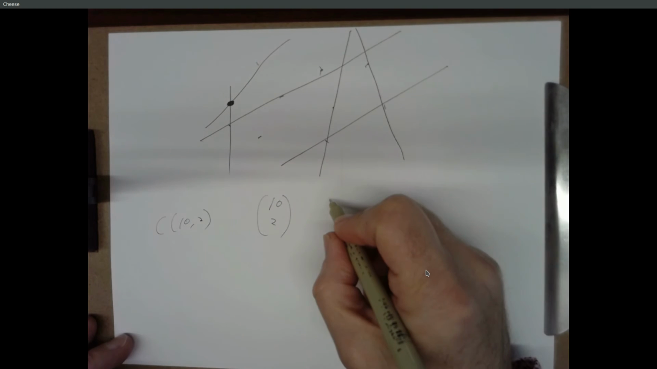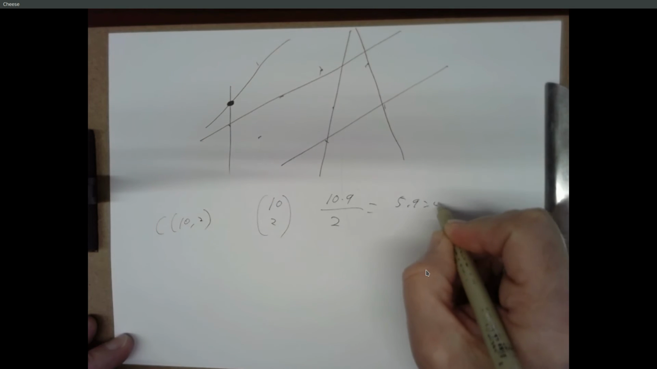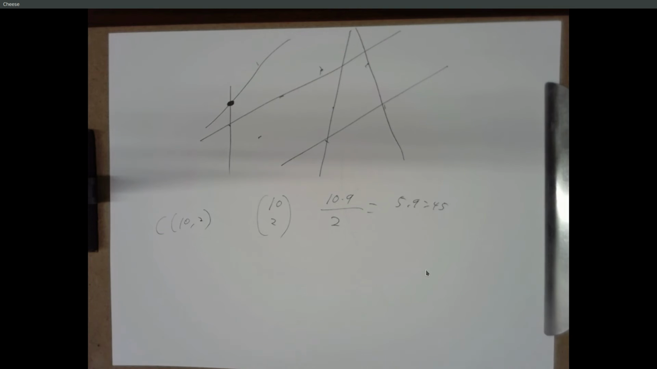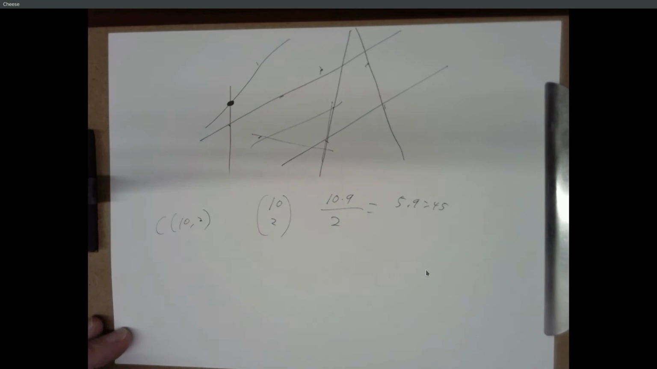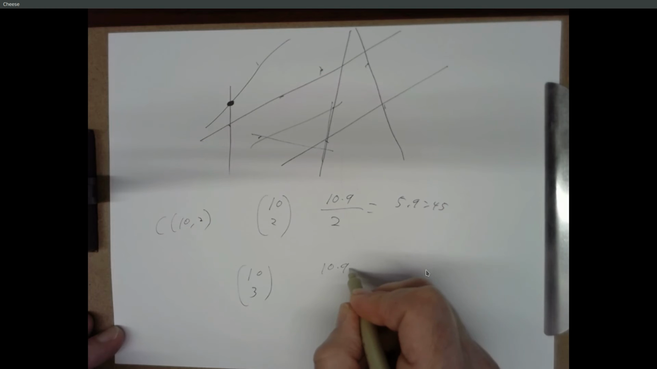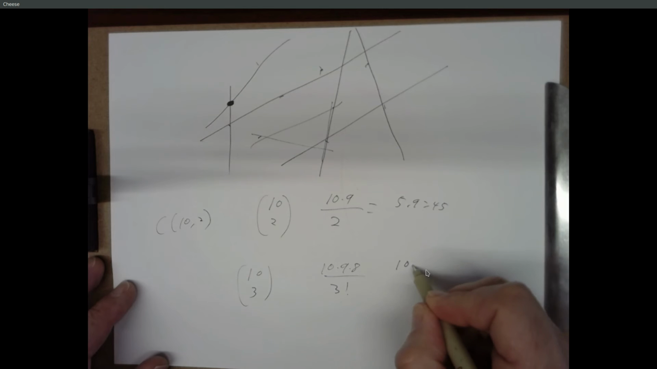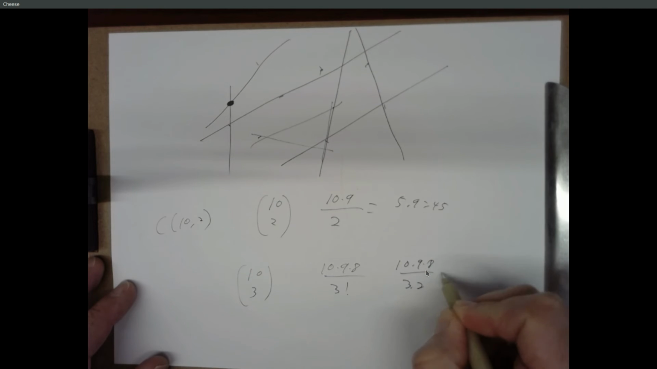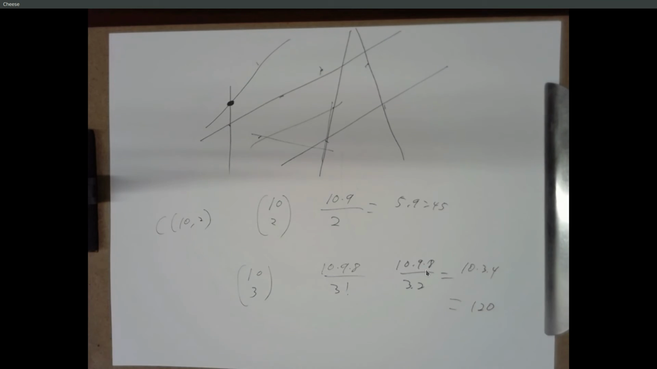And so this turns out to be 10 times 9 over 2, which is 5 times 9, which is 45. And then triangle is exactly the same thing, except to pick a triangle, you have to choose 3 points. And so that's just 10 choose 3. So 10 times 9 times 8 over 3 factorial, which is 10 times 3 times 4, which is 120.